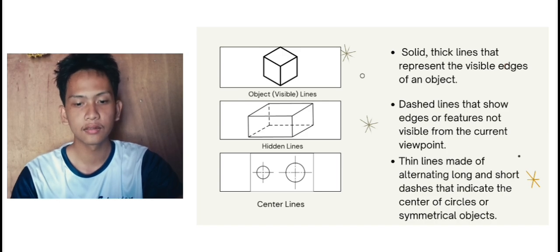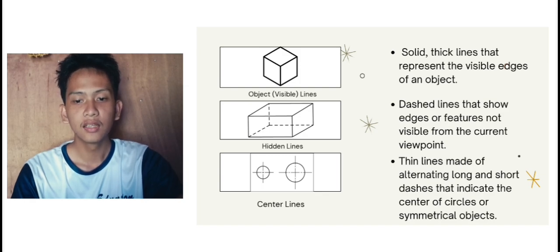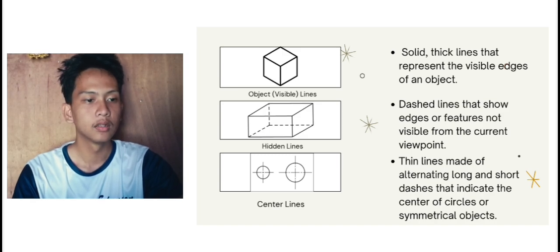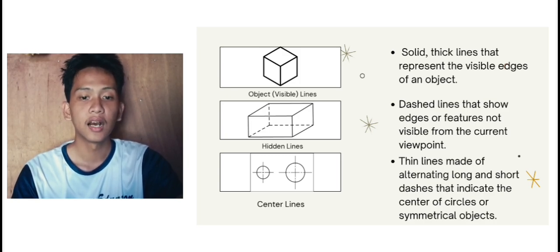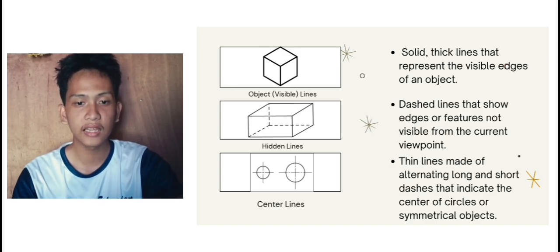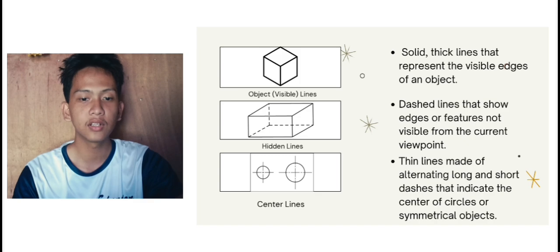So, next is center lines. Thin lines made of alternating long and short dashes that indicate the center of a circle or symmetrical objects. So it shows the thin lines made of alternating long and short dashes. As you can see, the hidden lines have the cut lines. You see the cut lines or the dashed lines. It also represents the center lines. So it indicates the center of lines or holes or symmetrical parts.